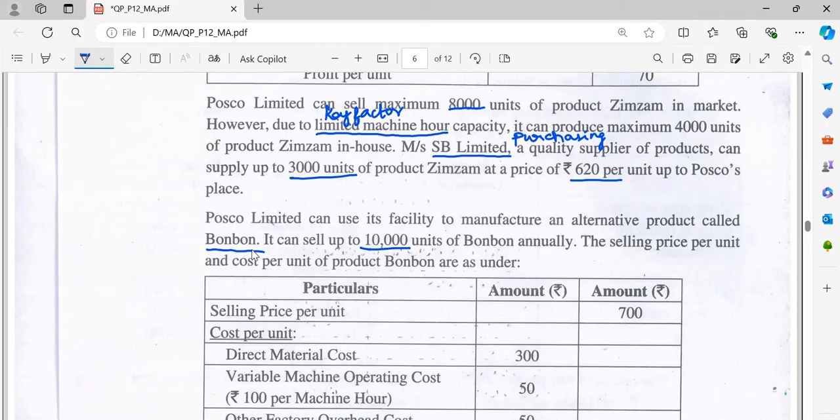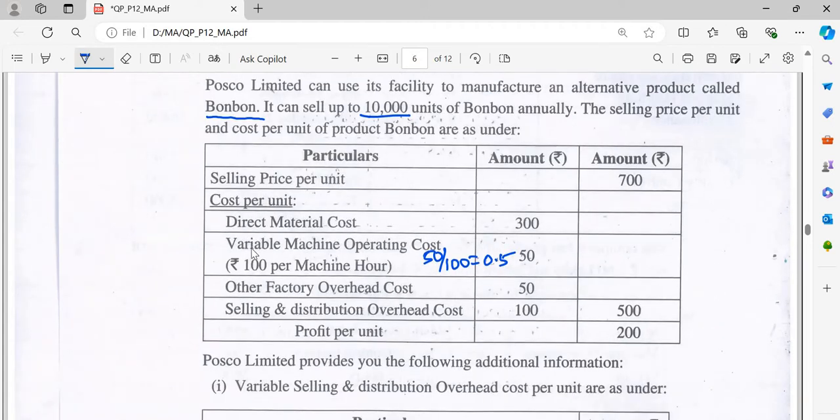Selling price per unit, cost per unit: direct material cost 300. Here the variable machine operating cost is 100 per machine hour, same as before, but here we are incurring only 50. That means 50 divided by 100, that is 0.5 hours only required to produce 1 unit of output. Then other factory overhead cost, and selling and distribution overhead cost; profit per unit is 200.